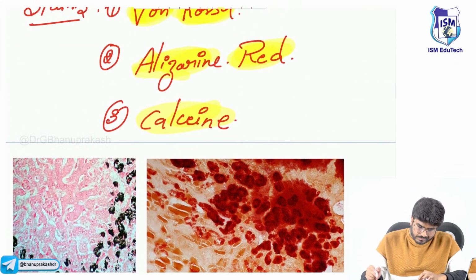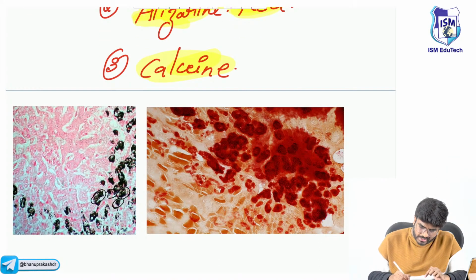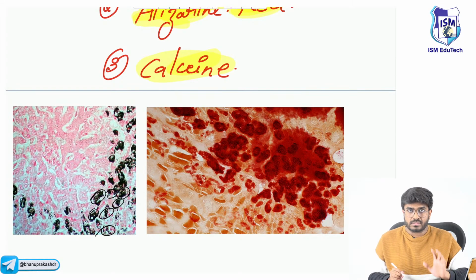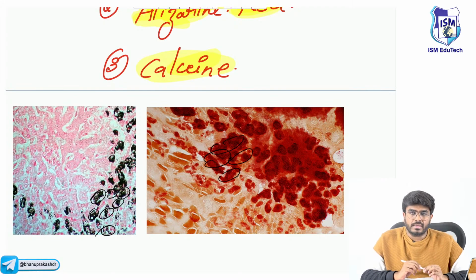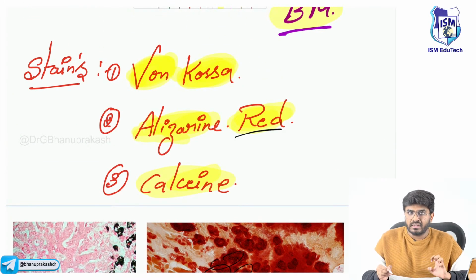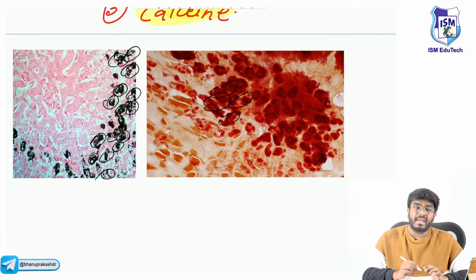This is how it looks. If you do vancomycin staining, the calcium is going to take the black color. In alizarin red, the calcium will show the red color. In the name itself it's there, right? Alizarin red. Calcium will take the red stain, and in vancomycin staining, see, these are all the calcium deposits, stained in black color.